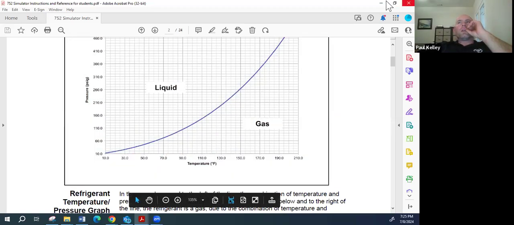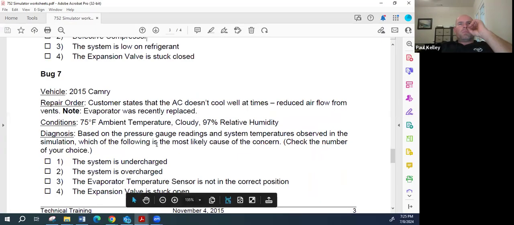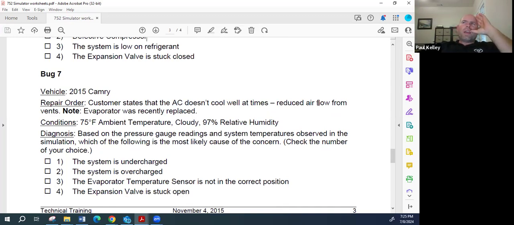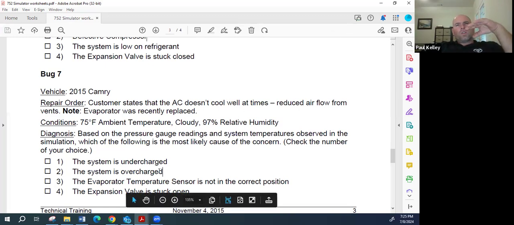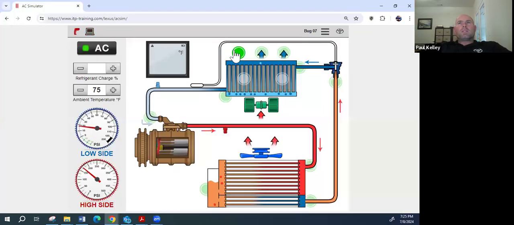All right, so then we would take a look maybe at our possibilities again. 7 is where we're at, okay. Well, wait a minute, this says reduced airflow from the vents too. That's interesting. And that the evaporator was recently replaced. Okay, those are interesting things. Undercharged and overcharged, would you agree? Those are out because we just checked the static pressure. I can again check it.